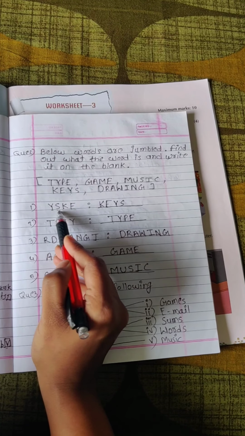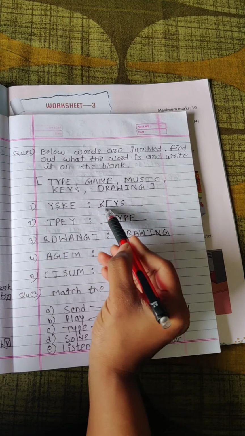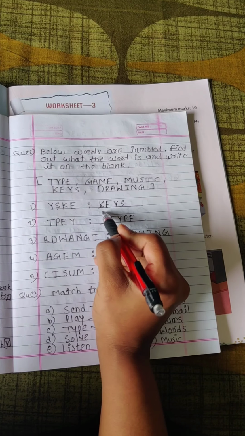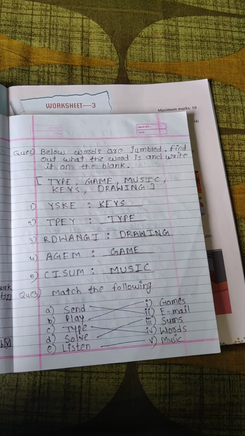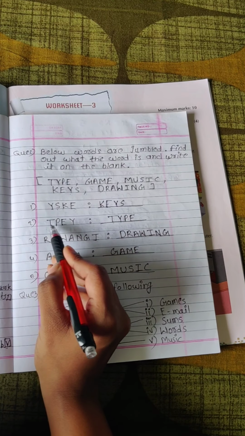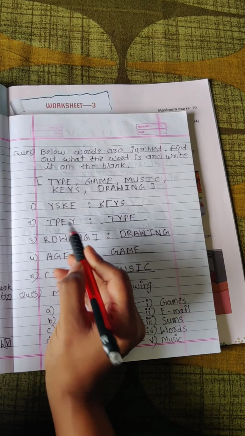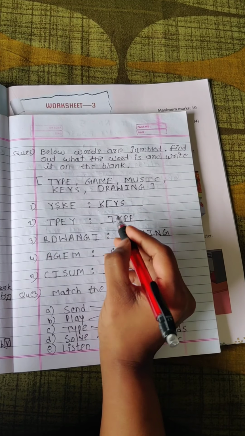Again one time. First, YSKE. The correct word is keys. Keys spelling is KEYS. Keys. Then next is TPEY. The correct word is type. Type spelling is TYPE.